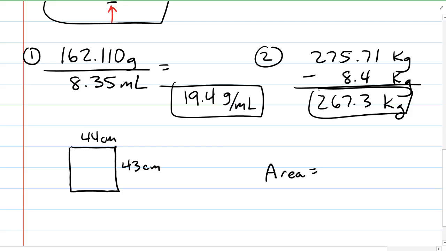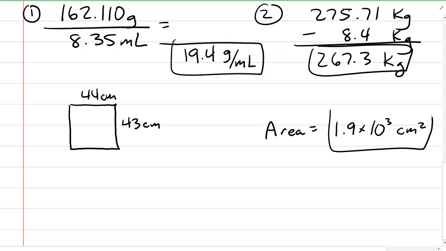Okay, let's do the last one here. Anybody think they have the area with the correct sig figs in? Yes, go ahead. 1.9 times 10 to the third. Do you have a label for us? Centimeters squared. Okay. Any other possibilities? Any other possibilities? This is the correct answer. Now, how is it correct and why do we put it this way?